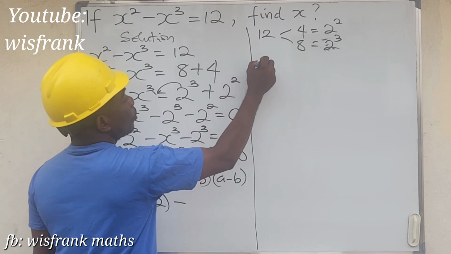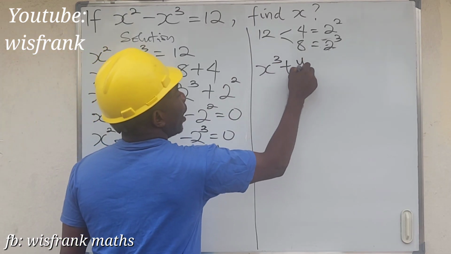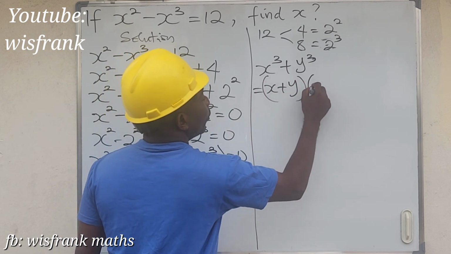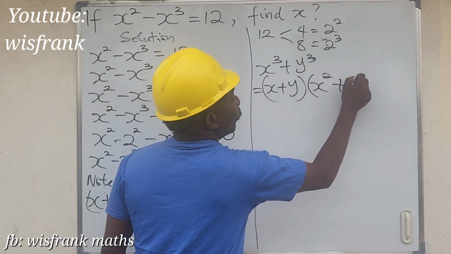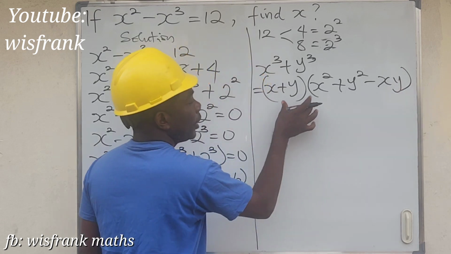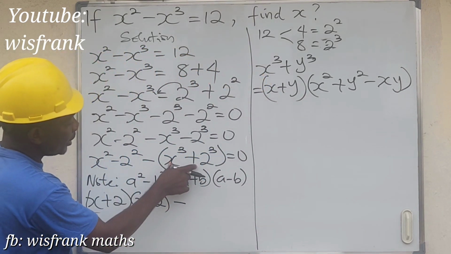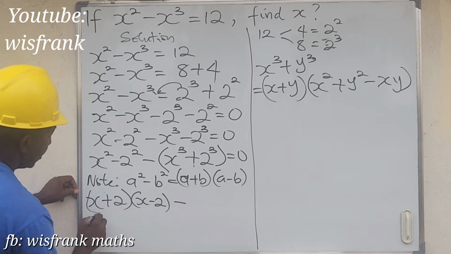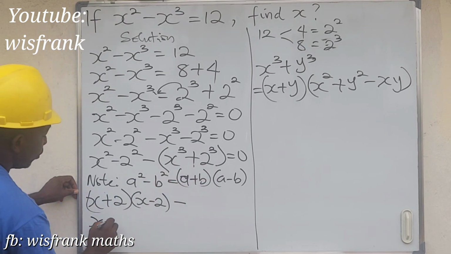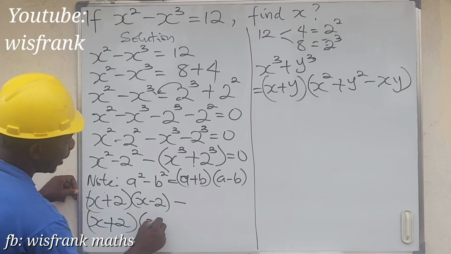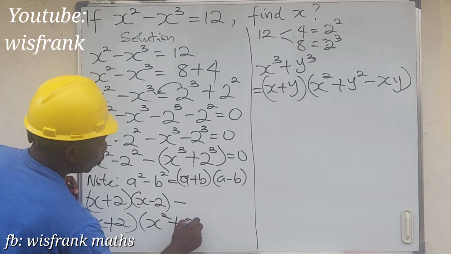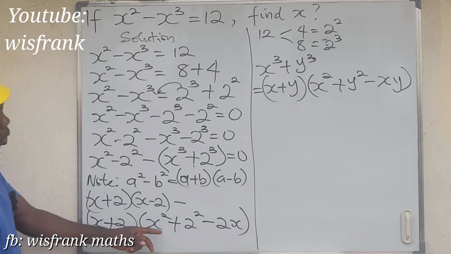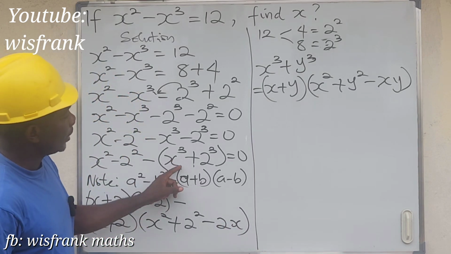Minus, here in this case, when we have x to the power of 3 plus y to the power of 3, it is the same thing as x plus y all into x to the power of 2 plus y to the power of 2 minus xy. So this is what it becomes. We are going to express this in this format. So this way we have minus x plus 2 all into x to the power of 2, then we have plus 2 to the power of 2, then we have minus 2x. So this is what it becomes, because we are expressing this in this format.